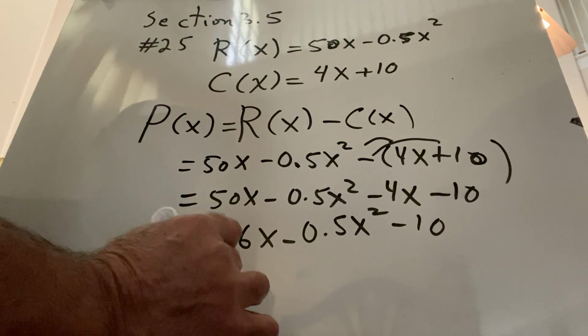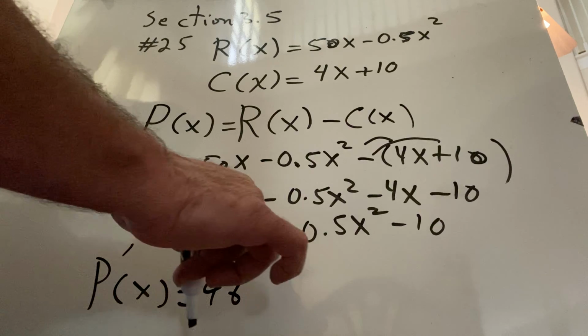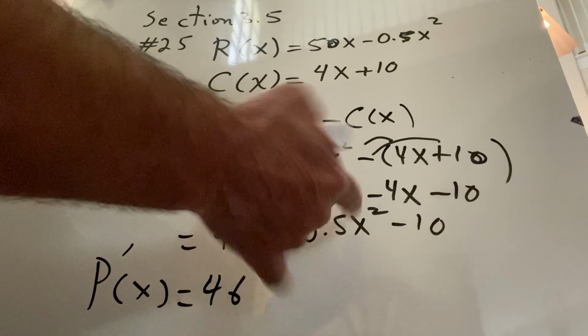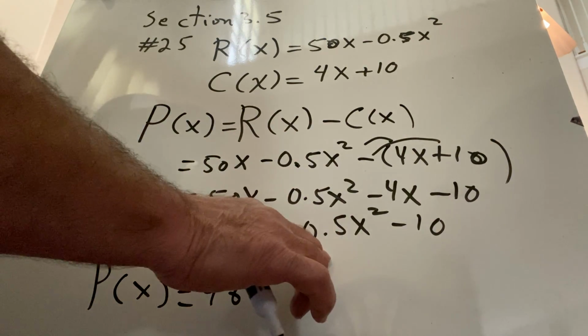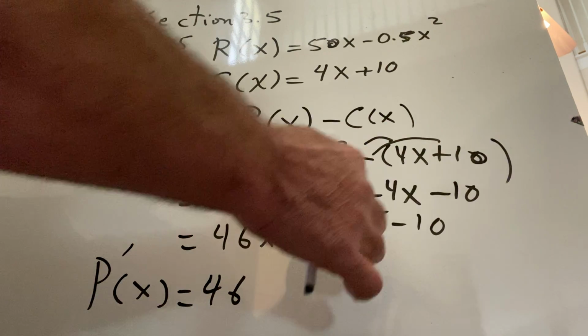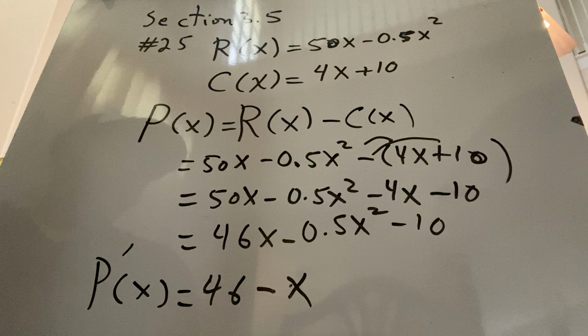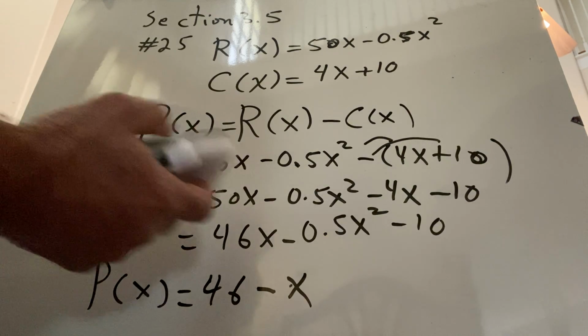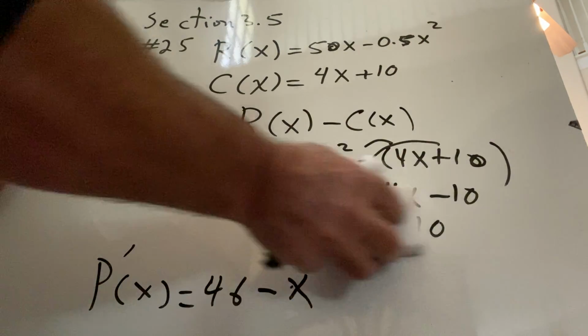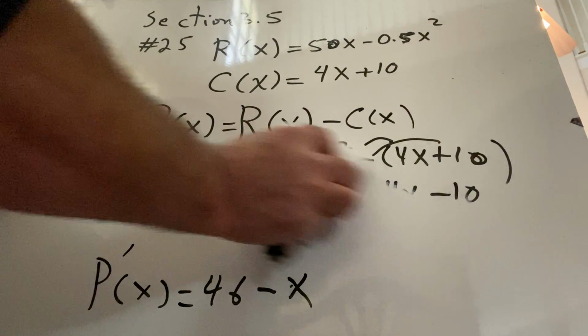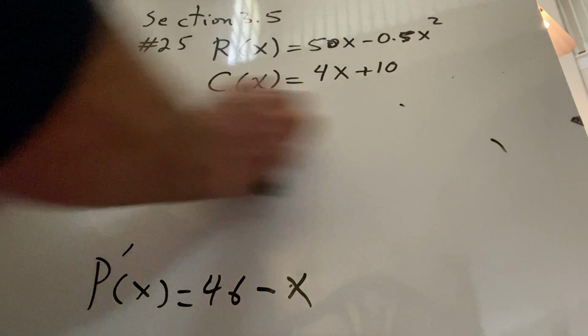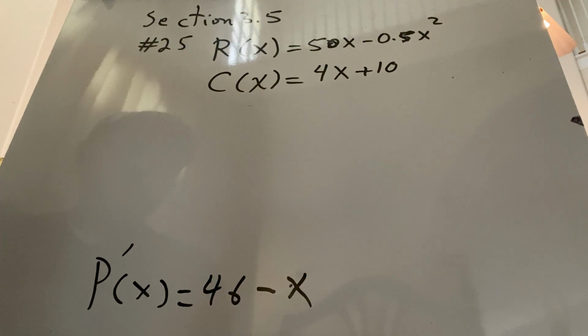Derivative of 46x, of course, is 46. Derivative of, don't forget, 0.5, same thing as 1/2. So the 1/2 is in front, but then derivative of x squared is 2x, and 2 times 1/2 simply becomes 1. So that just becomes minus x. So this is the derivative of your profit function. I'm going to move it up here. So now that we have the derivative of the profit function, we're going to set it equal to 0.